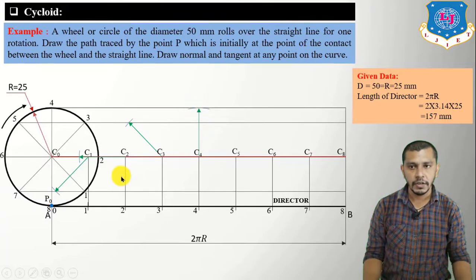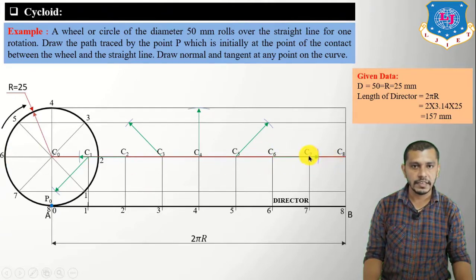Over here you have to give the arcs in the clockwise manner because the circle is rolling in the clockwise direction. Now take C5 as the center, radius equal to the radius of the circle, and give an arc on the line passing from the fifth point of the circle over here. Now take the center at C6, radius equal to the radius of the rolling circle, and give an arc on the line passing from the sixth point of the circle.